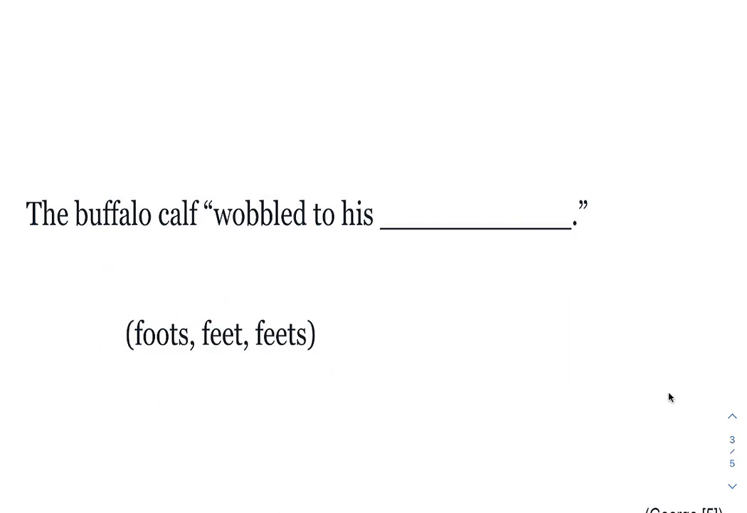Okay, echo read after me. The buffalo calf wobbled to his blank. We are going to fill in the blank with a word that makes sense. The buffalo calf wobbled to his foots. The buffalo calf wobbled to his feet. Or the buffalo calf wobbled to his feets.